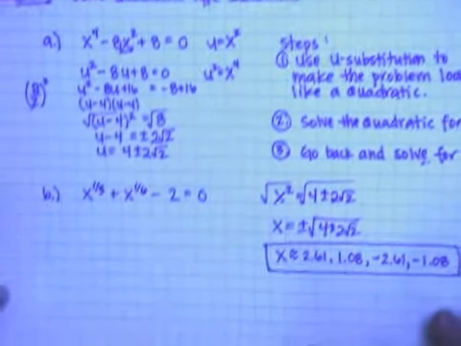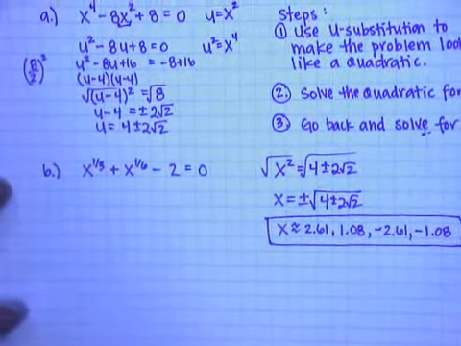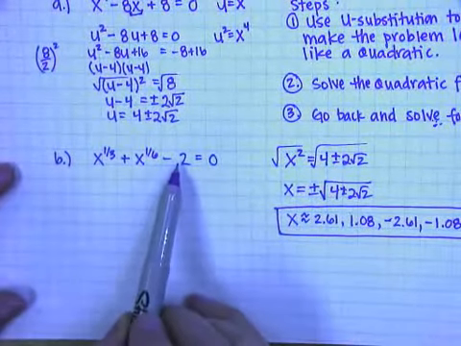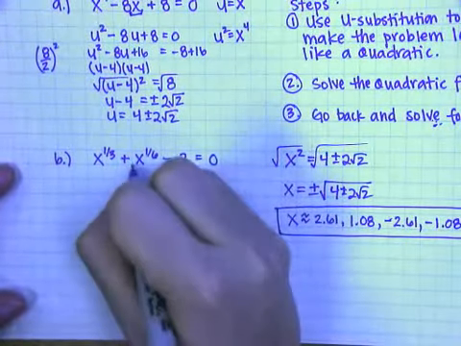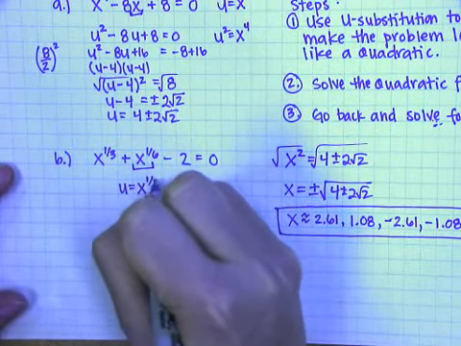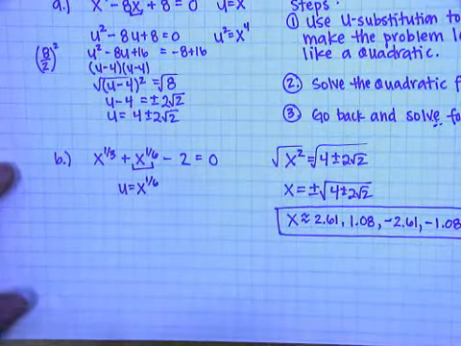Okay. So then the last problem is another quadratic type. It's quadratic type because we've got 3 terms there. And so I look at the middle term and I'm going to make that my u. U equals x to the 1/6. This is just an extra practice problem, really.